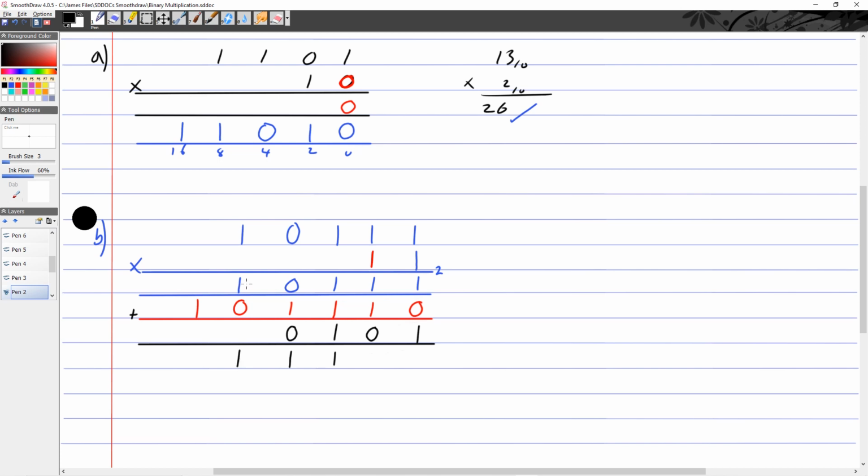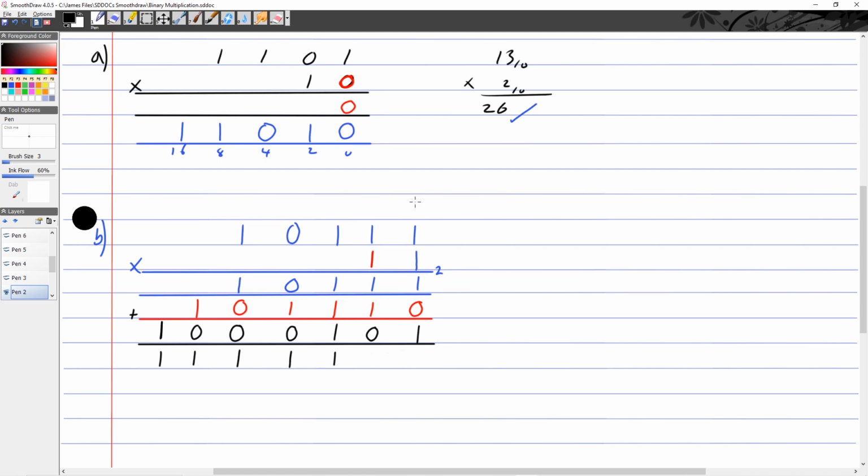Now we've got 1, 0 and 1, which is also 2. Now we've got 1 and 1, which is 2 again. And remember, 2 looks like 10. So bring that 1 up, and that is our answer.